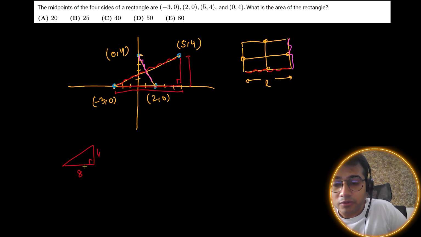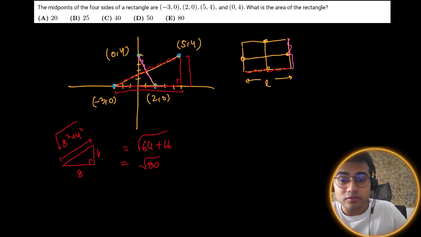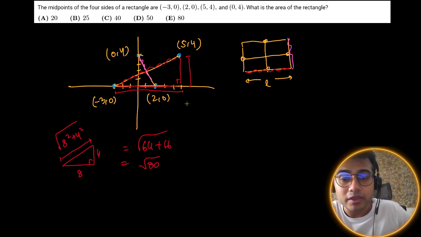So we use the Pythagorean theorem and we find out that this length must be the square root of 8 squared plus 4 squared, which is going to be the square root of 64 plus 16. That's the square root of 80. You can use the distance formula, but it's essentially the same thing. And using the right triangle is actually easier to think about.